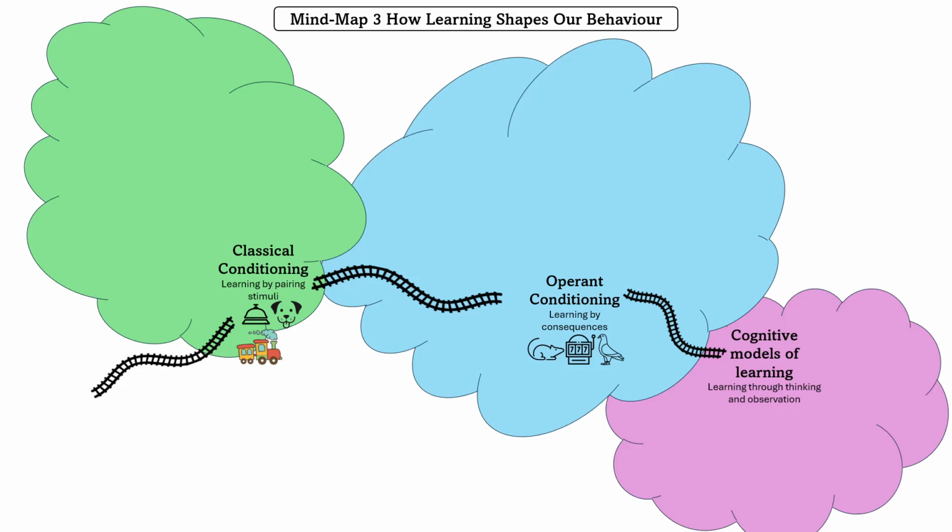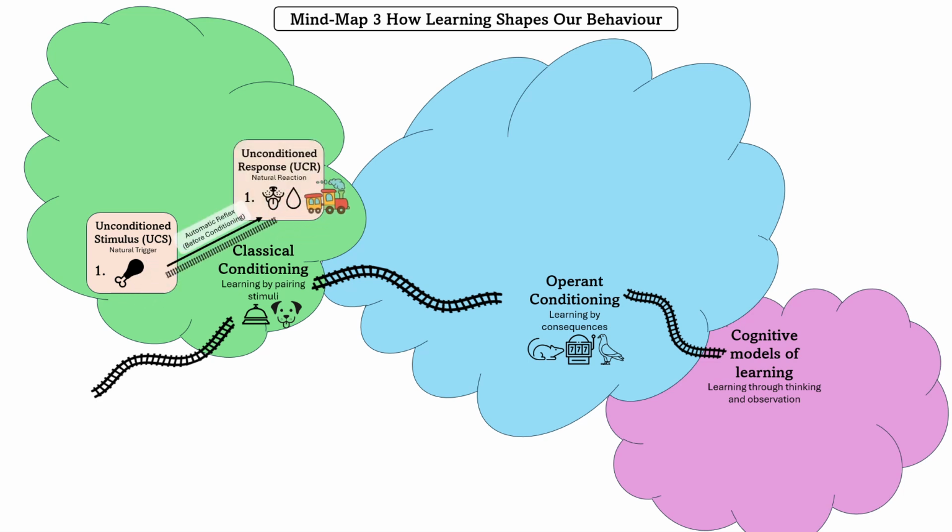To understand it, we'll visit Pavlov's famous experiment with his dogs. We start with the unconditioned stimulus, the natural trigger, a piece of food shown by the chicken drumstick. It automatically produces an unconditioned response, the dog's natural reaction, salivating shown by the droplet icon. Before conditioning, this reflex happens automatically.